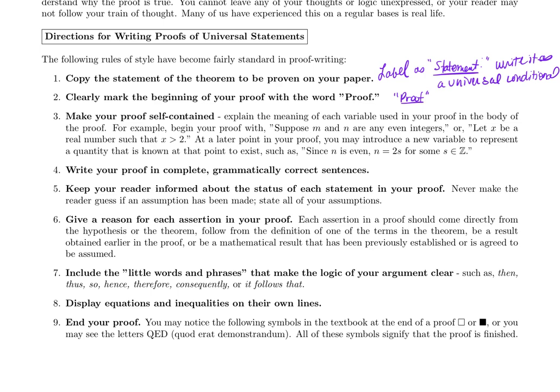It won't compile, it won't run, you'll get an error. Number 4 is also vitally important. It's write your proof in complete, grammatically correct sentences. If your reader cannot understand the explanation, then they can't understand the proof. And you're going to be writing sentences.